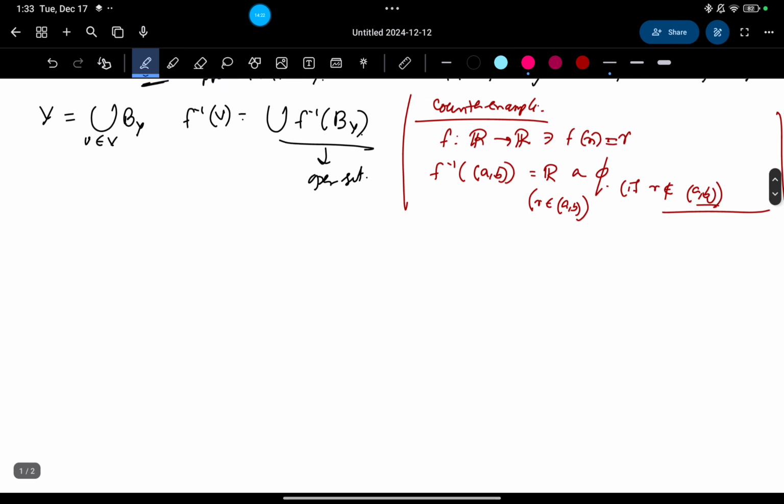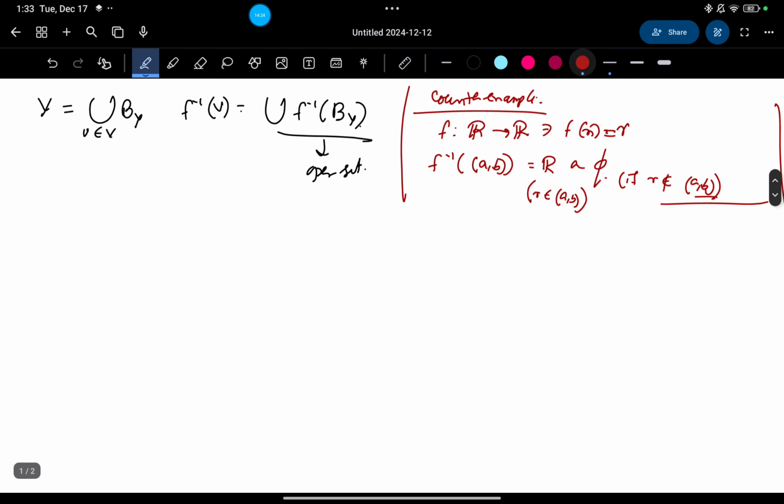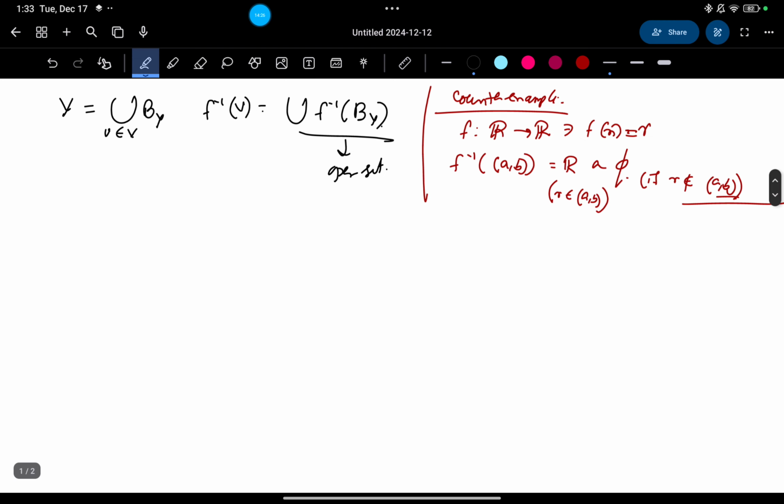So continuous functions are also a very useful tool to check which topology is weaker or which topology is stronger, once two different topologies are applied on the same underlying space.